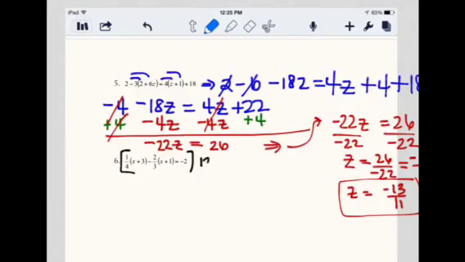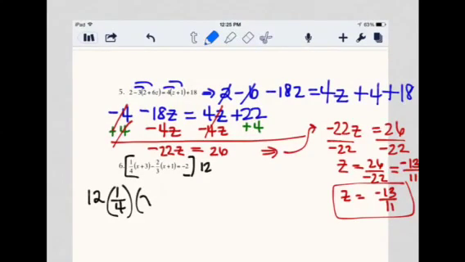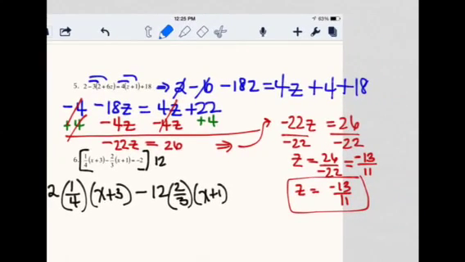When we do this, everything will get multiplied by the 12. I'm going to really write it completely out. We have 12 times 1/4 times x plus 3 minus 12 times 2/3 times x plus 1. I'm just inserting the 12 in front of all the signs. I'm going to run out of space. Equals 12 times -2.